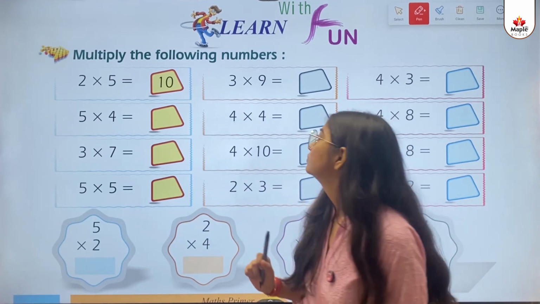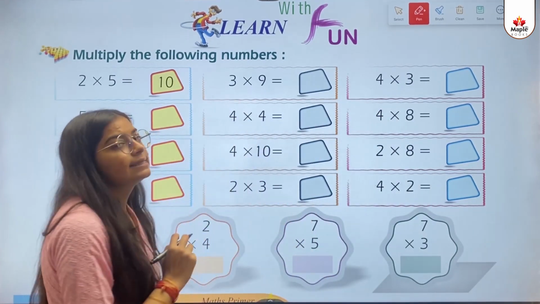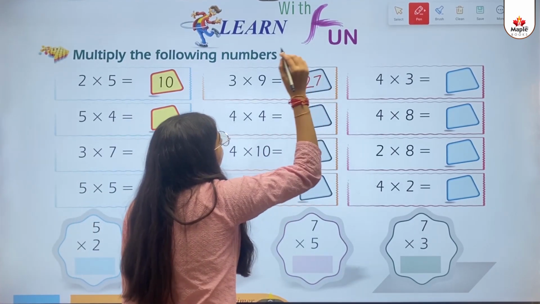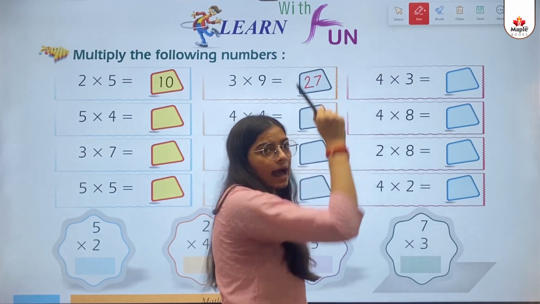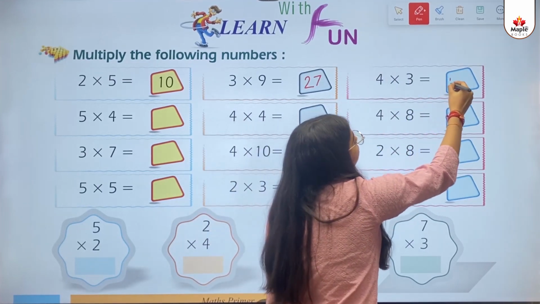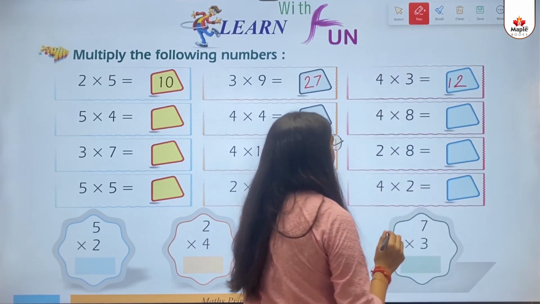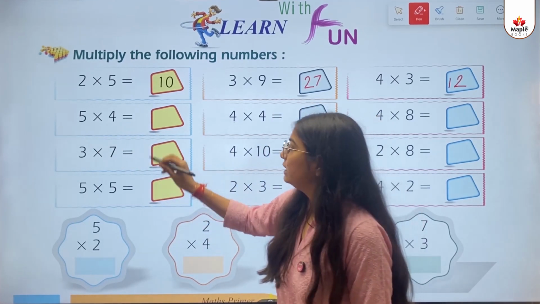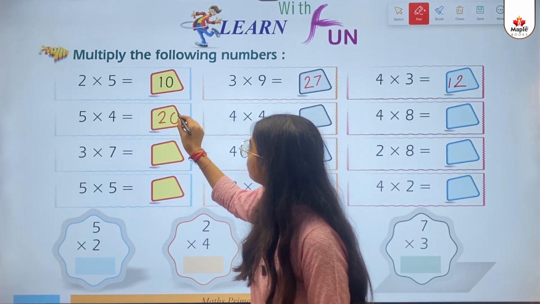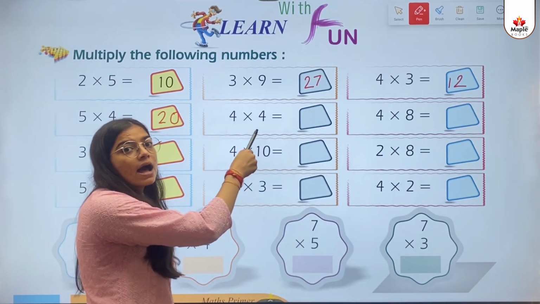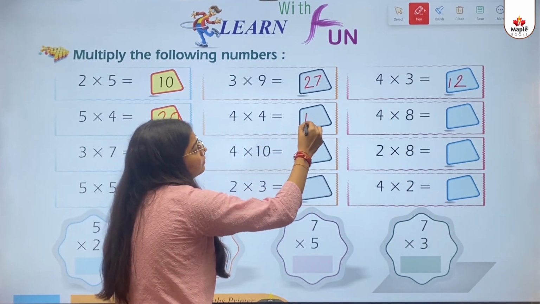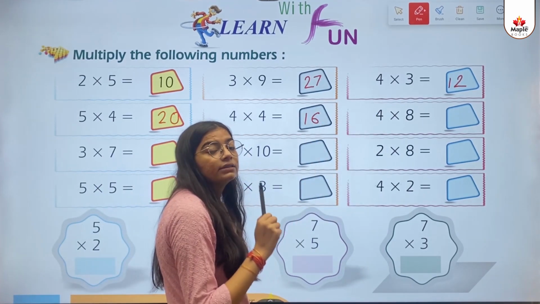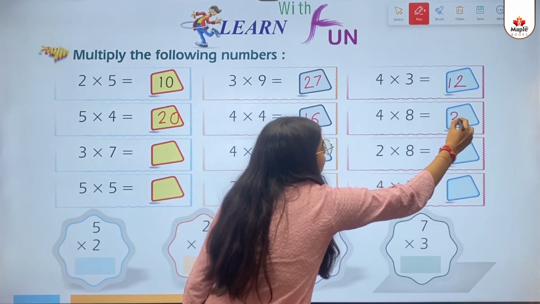Okay kids? Now, 3 nines are 27. 4 threes are 12. 5 fours are 20. 4 fours are 16. 4 eights are 32.